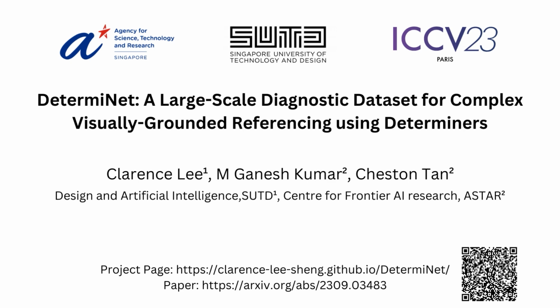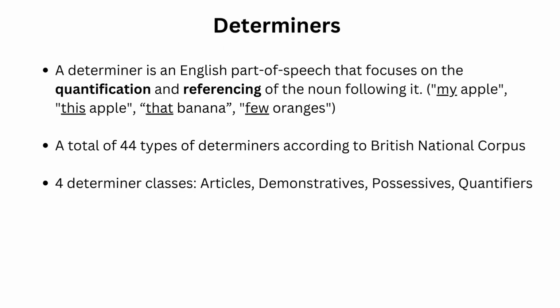Hi, I'm Clarence, and I'll be presenting our paper, DetermiNet, a large-scale diagnostic dataset for complex, visually grounded referencing using determiners. A determiner is an English part of speech that focuses on the quantification and referencing of the noun following it. In total, there are 44 types of determiners which belong to four classes: articles, demonstratives, possessives, and quantifiers.